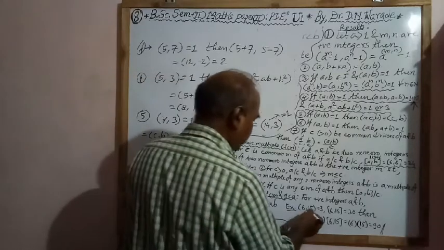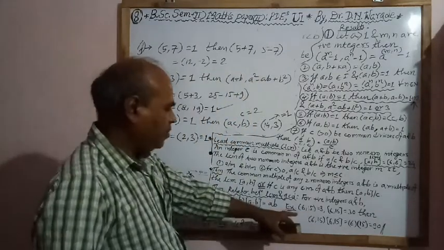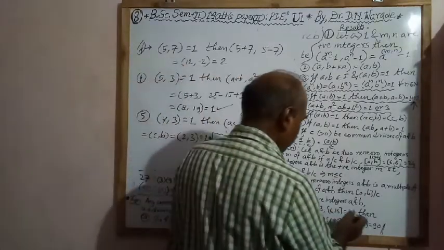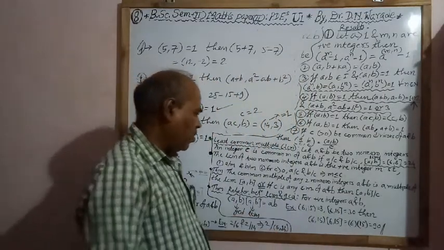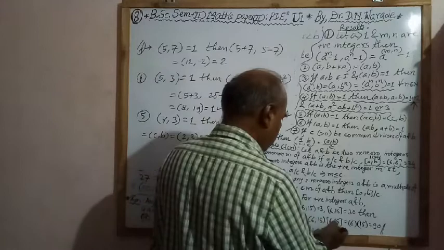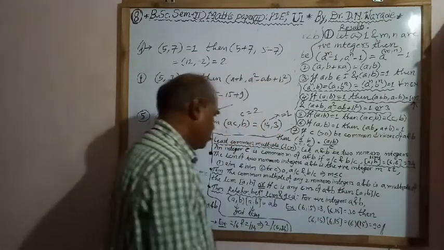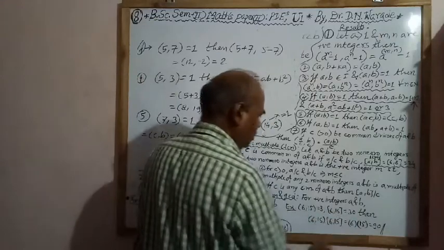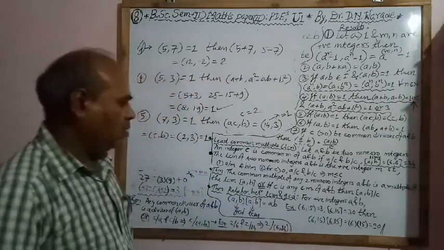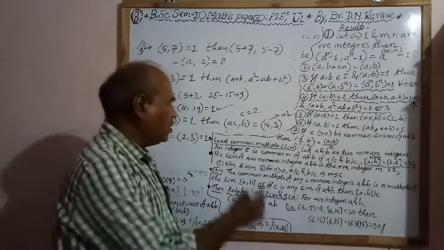For example, we take GCD of 6 and 15, which is 3. LCM of 6 and 15 is 30. Then if we verify the result, 6 and 15 multiplied gives 90. That is the multiplication of these two. And 3 and 30, 30 into 3 is 90. Therefore, the result is verified.